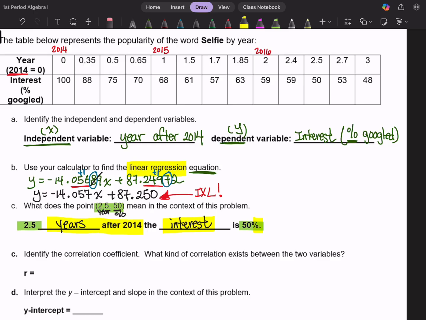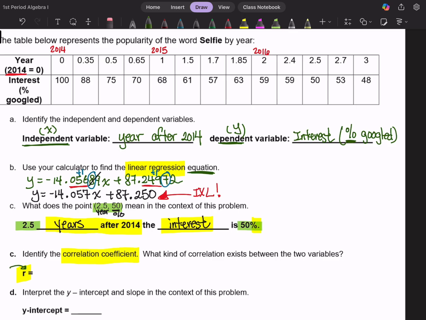Okay, moving on. Identify the correlation coefficient. Y'all, we talked about the word correlation before. Remember positive correlation and negative correlation, where the dots are going up or the dots are coming down? Well, the correlation coefficient is your r value. Where can I find the r value? I find it in Desmos. Well, let me go back to Desmos then.